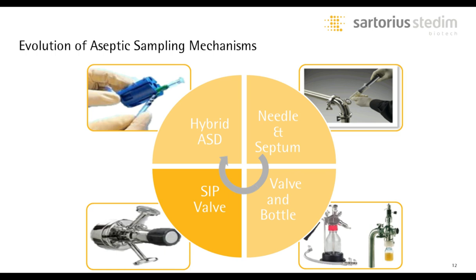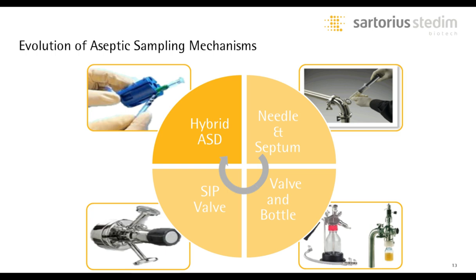The next improvement came in the form of SIP valves, which are used with the same type of bottle assembly seen on the bottom right, and their primary function is to replace the side stream pipe, thereby reducing the amount of product loss. However, you're still limited to a single sampling event and are still required to SIP between them.